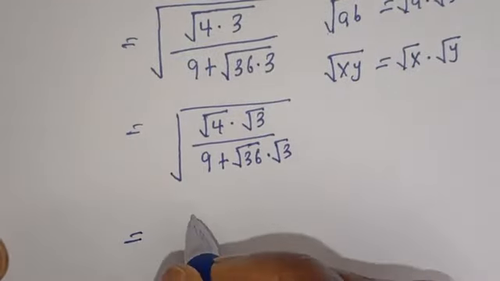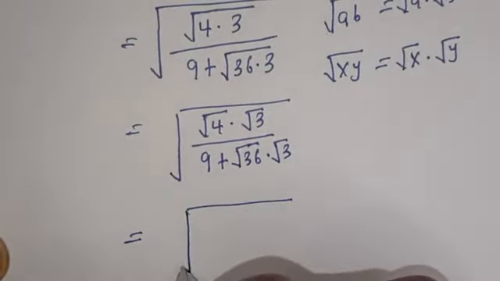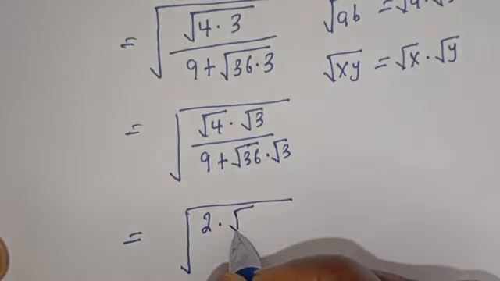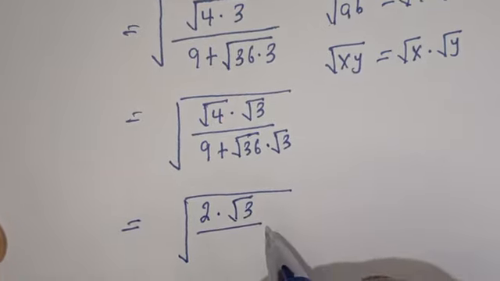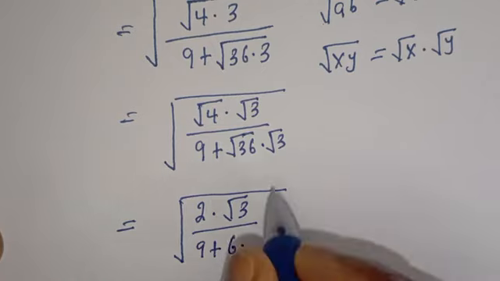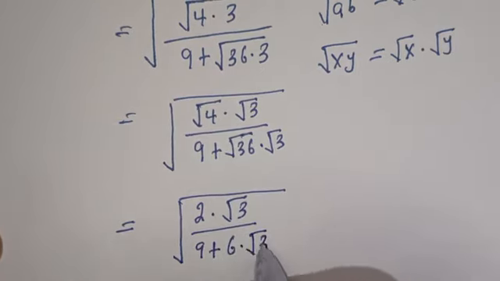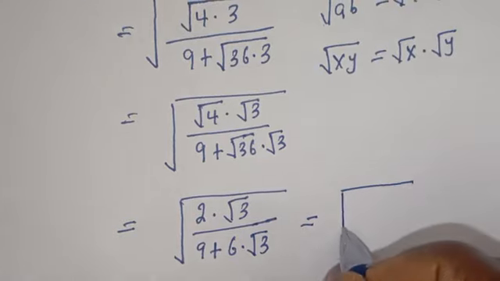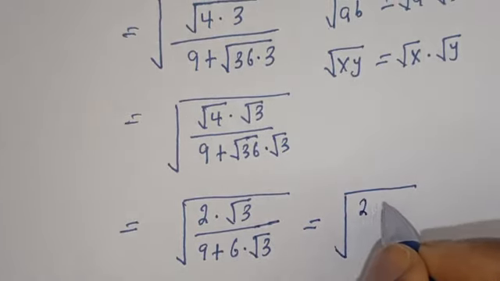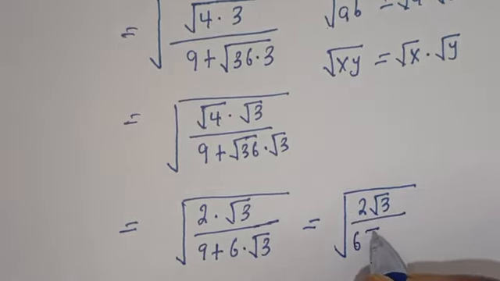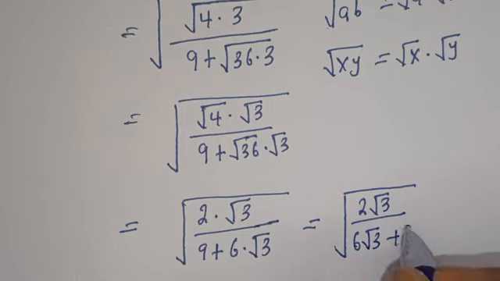Then this is equal to square root of 4, that is 2, multiplied by square root of 3, that is square root of 3, divided by 9 plus square root of 36, that is 6, multiplied by square root of 3, that is square root of 3. Then this can be rewritten as square root of 2 root 3 divided by 6 root 3 plus 9.